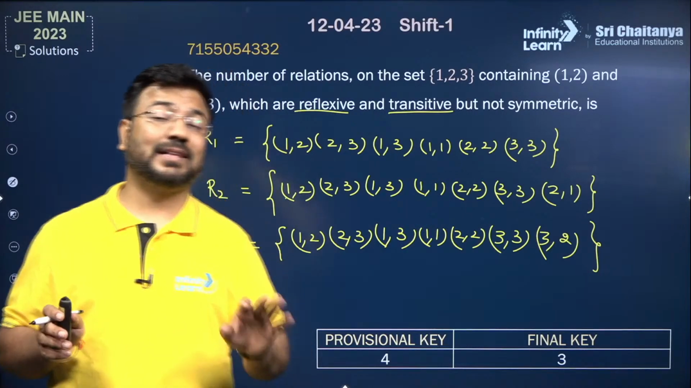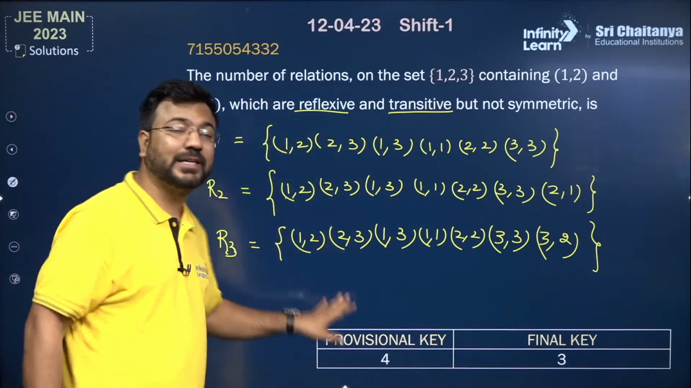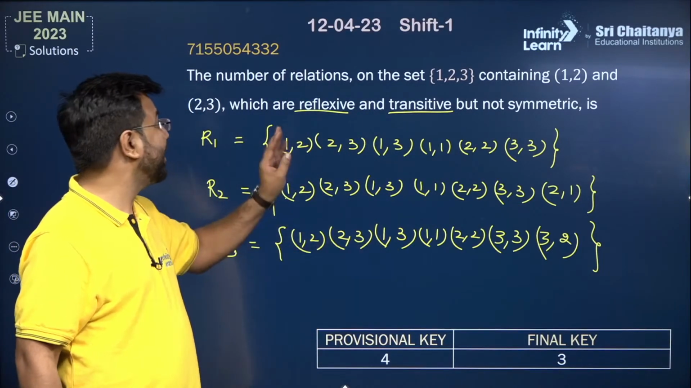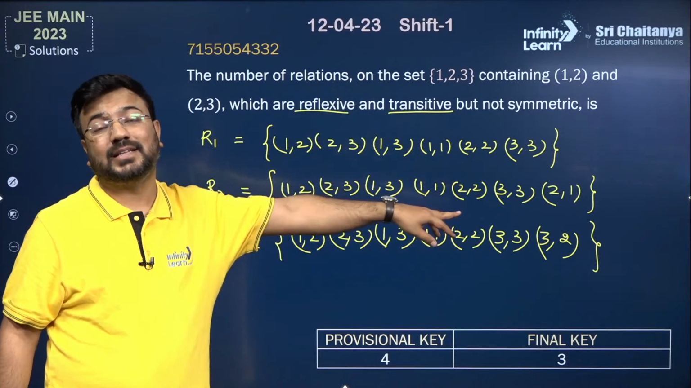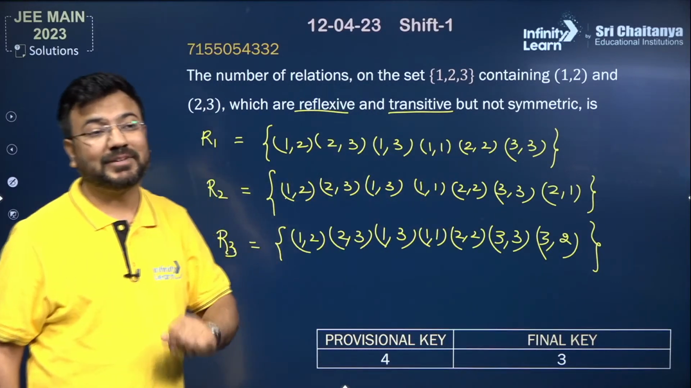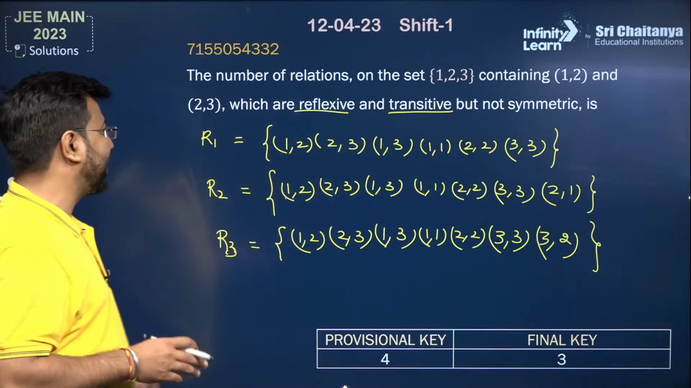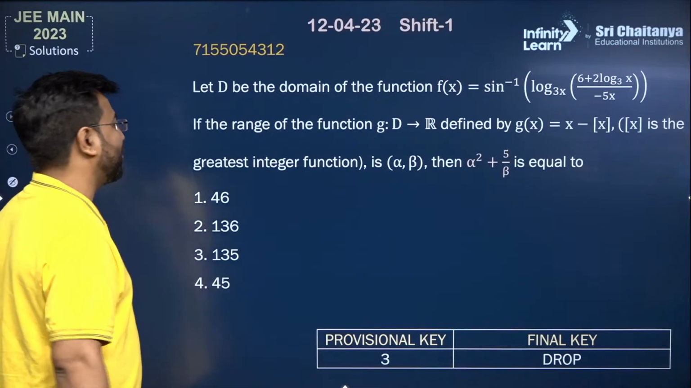But according to us, from the research that we have done in this particular solution, we observed that only these 3 are the relations which are reflexive and transitive at the same time but not symmetric. I hope you all are able to understand the solution that we have done in this question. Now we are moving ahead.